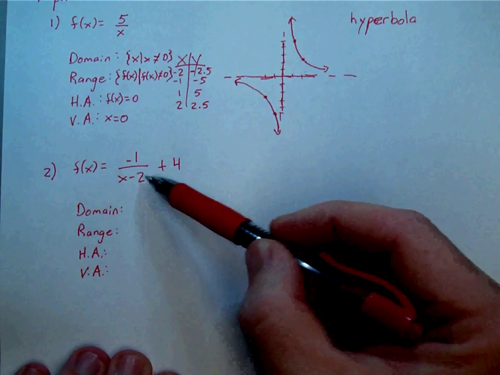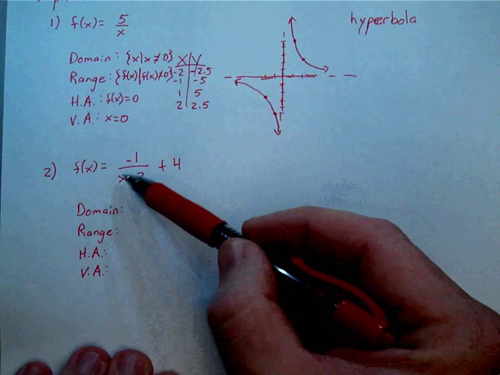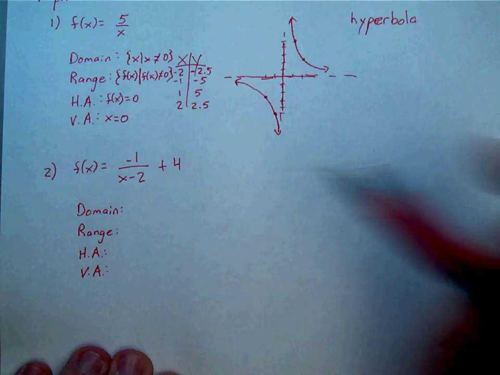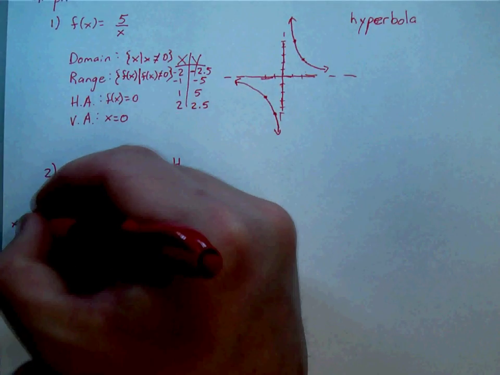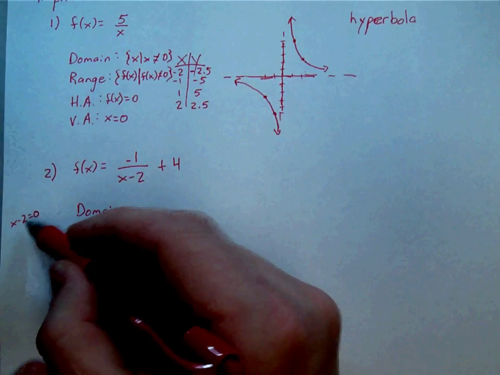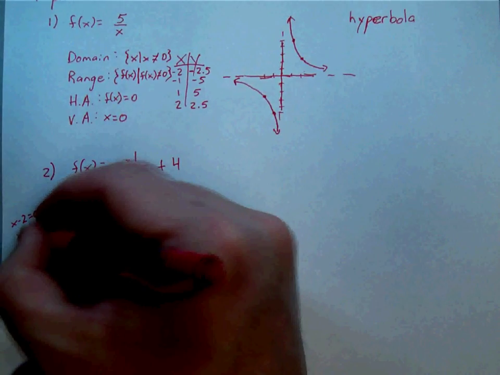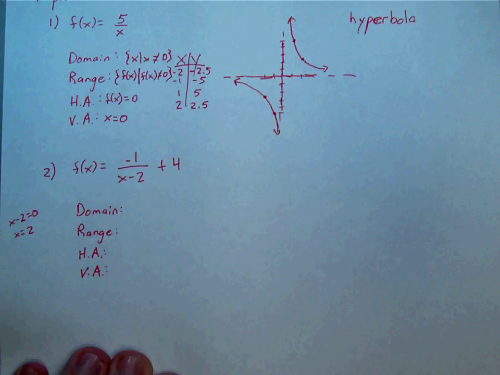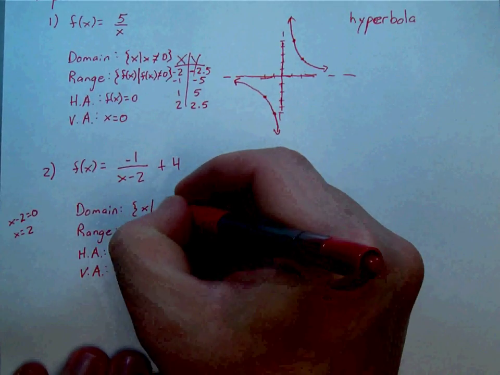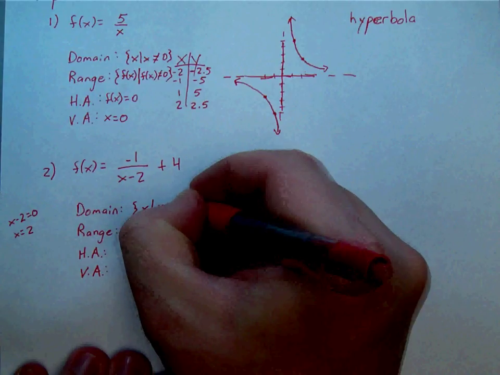So where are we going to be undefined in this case? Look at the denominator. The denominator of a fraction will be undefined when x is equal to 2, because we would take that entire denominator, x minus 2, set it equal to 0. We know that it's undefined when x minus 2 is equal to 0, so if we solve that for x, we see that it's undefined when x is 2. So for our domain, we say that x cannot be 2.